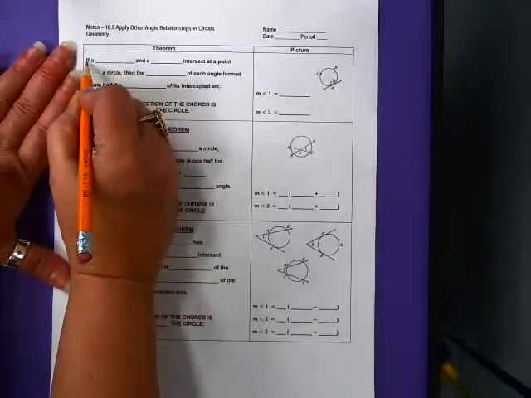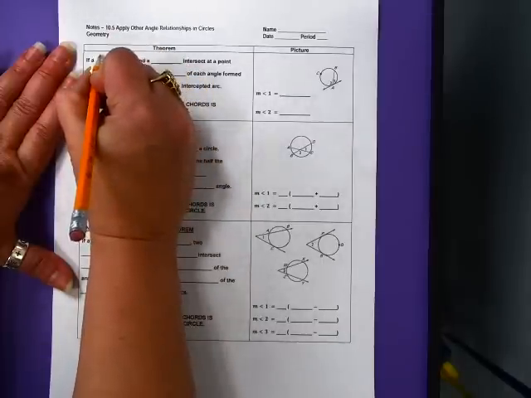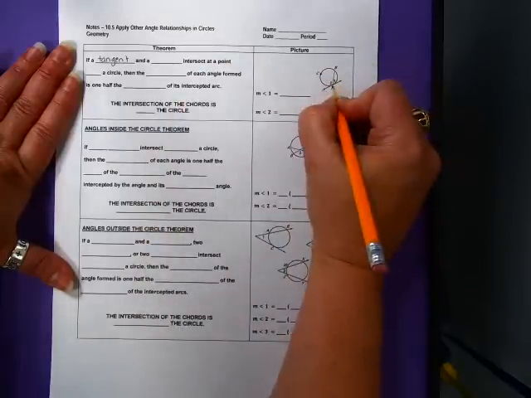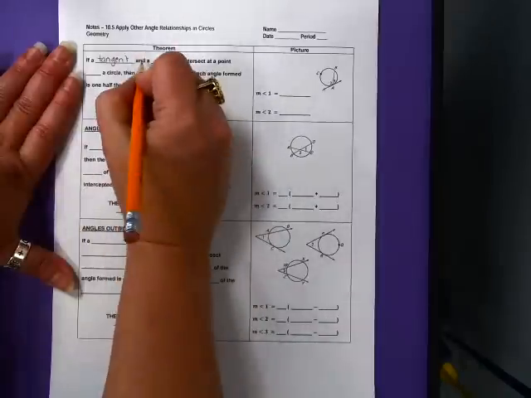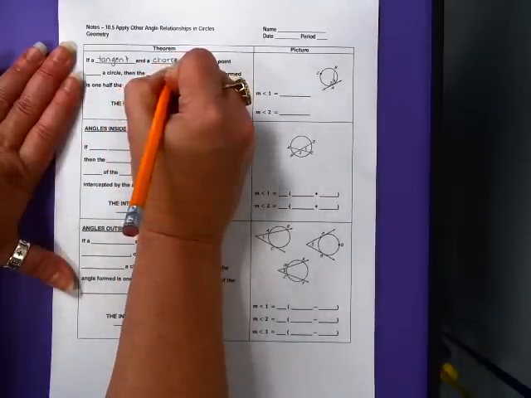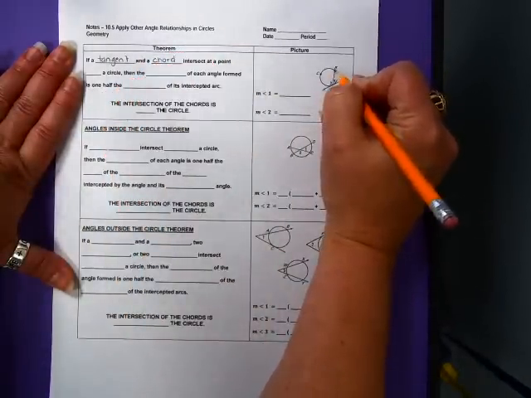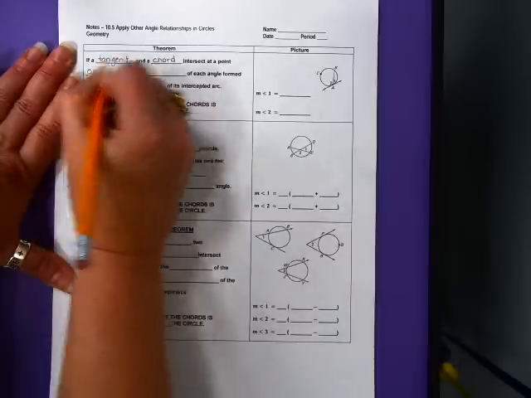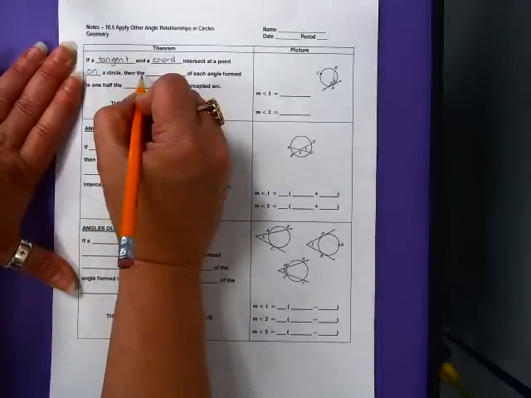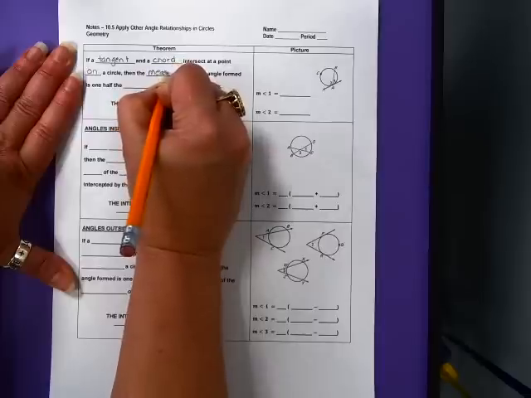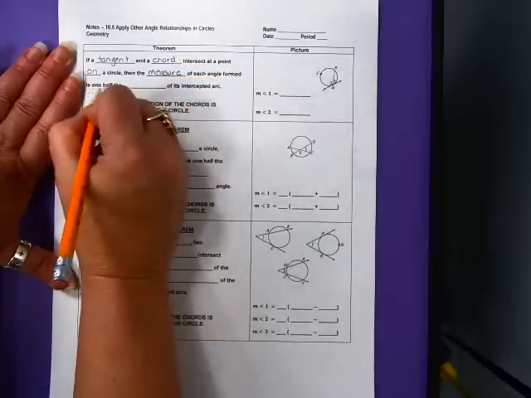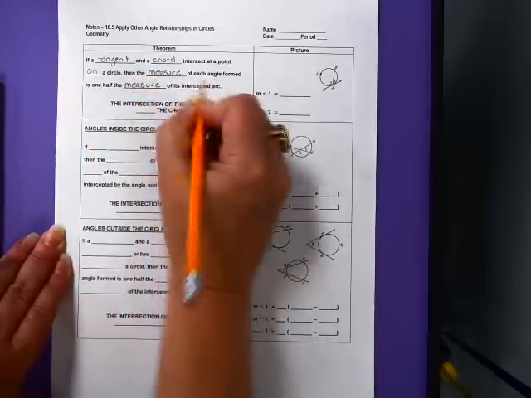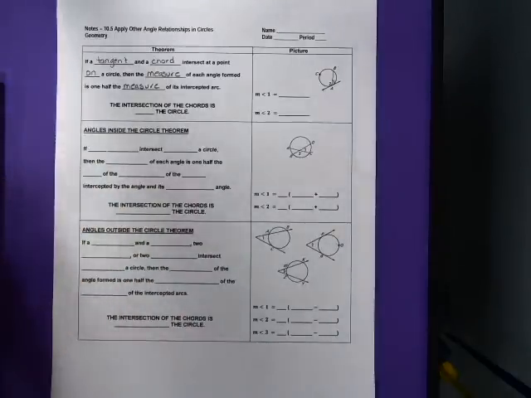In this first theorem that we're going to cover, it says if a tangent, which is the tangent line, remember it only touches the circle at one point, and a chord, remember the chord is what touches the circle at 2 points and it goes through the circle, intersects at a point on a circle, then the measure of each angle formed is 1/2 the measure of its intercepted arc.